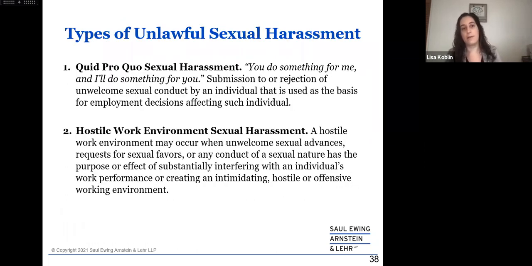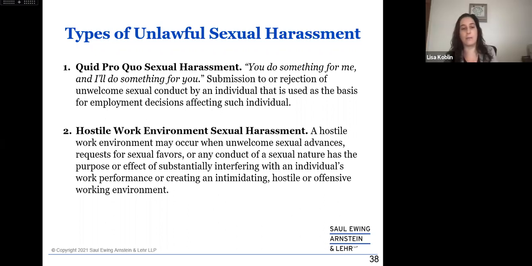Another big topic that unfortunately is still relevant in this day and age is unlawful sexual harassment. Of course, the practice prohibits harassment of any form, including but not limited to sexual harassment. And when we talk about sexual harassment, there's really two categories that you may have heard about. One is called quid pro quo sexual harassment, and that's just a fancy way of saying, if you do something for me in a sexual nature, I'll do something for you.